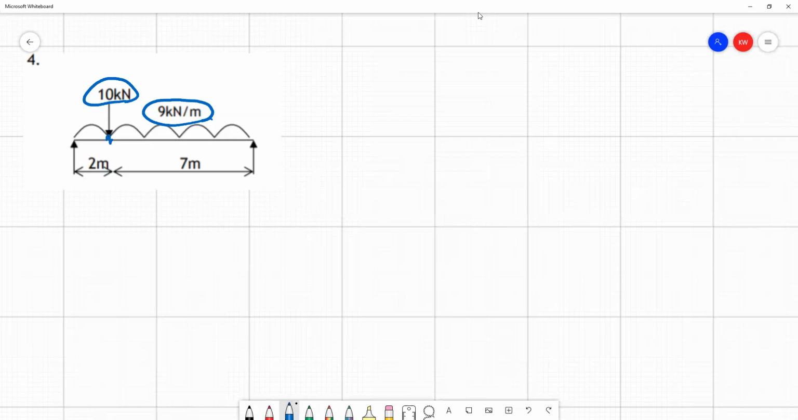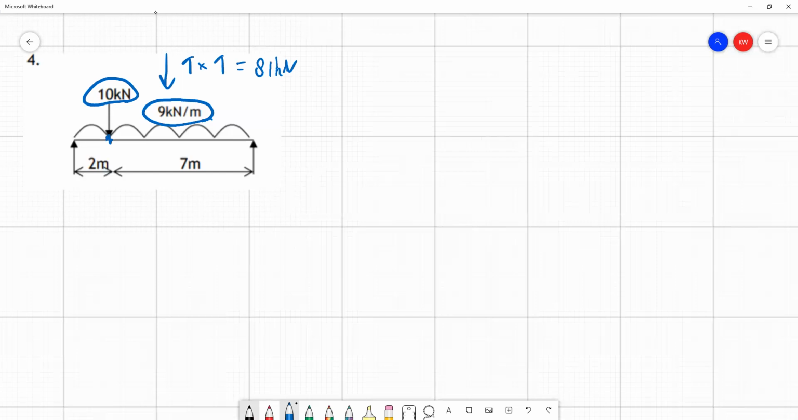Now we know in the question we sometimes have to consider just a section of beam, but if we just consider the whole beam for now, the beam is 2 plus 7, 9 meters long, and we've got a 9 kilonewton per meter UDL. So the total force acting downwards is going to be 9 kilonewtons per meter times the 9 meters of beam. So it's going to be 81 kilonewtons acting downwards on the beam, along the length of the beam, but 81 in total. And that's something that's going to be important for working out the reactive forces acting upwards.